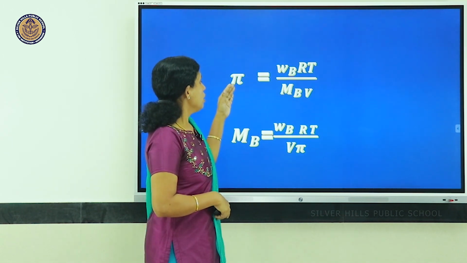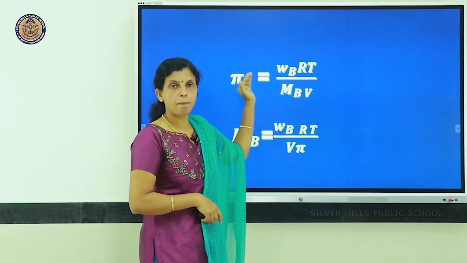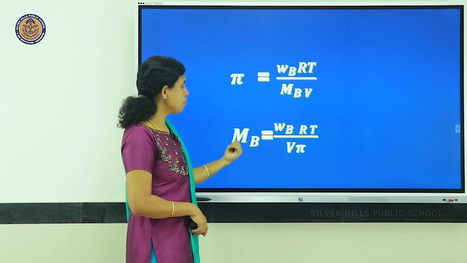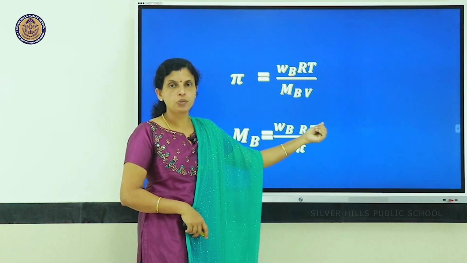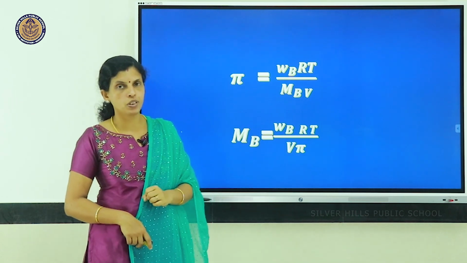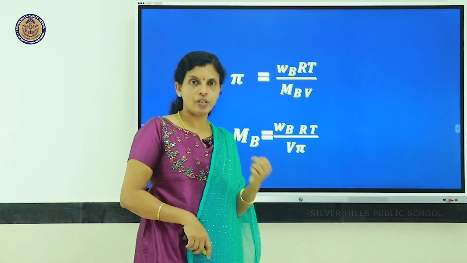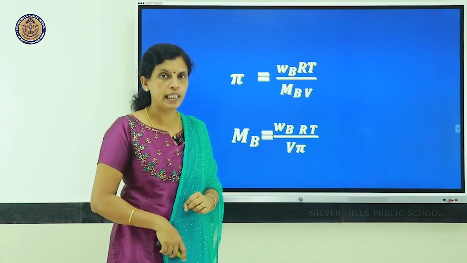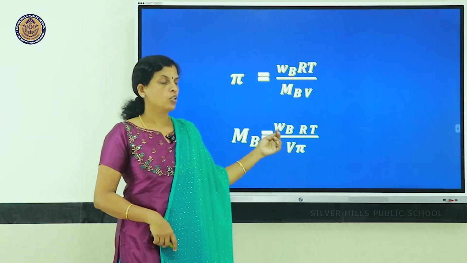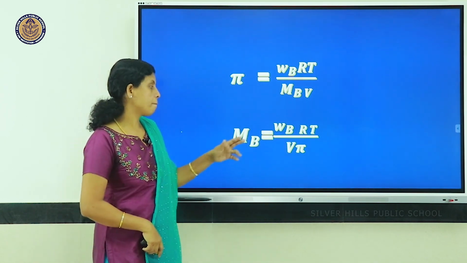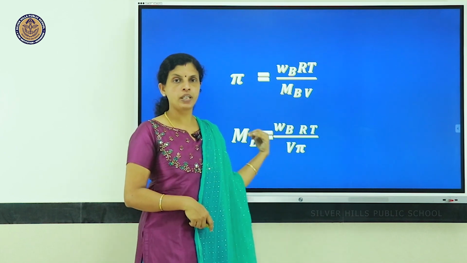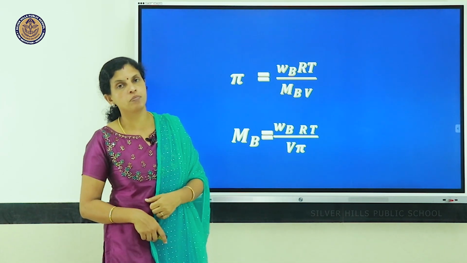Then just rearrange this equation, pi equal to WB by MB into RT by V. MB equal to WB into RT by V into pi, where MB is the molar mass of solute, WB is the weight of solute, R is the universal gas constant, T is the temperature of solution in Kelvin, V is the volume of solution, and pi is the osmotic pressure. So if we know all these variables, we can calculate MB, that is the molar mass of solute.